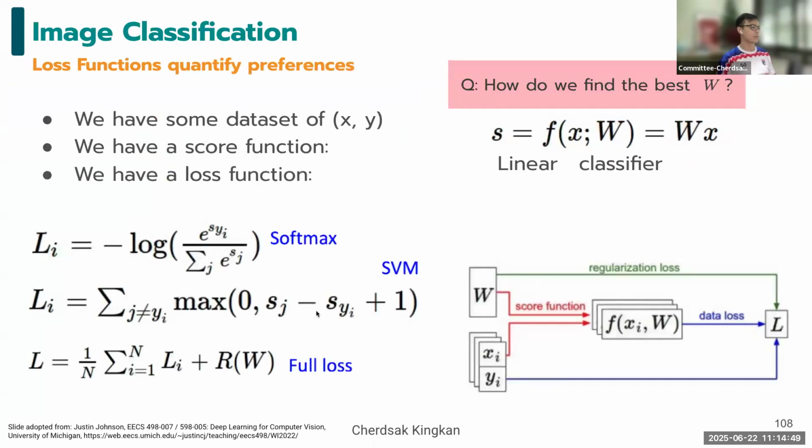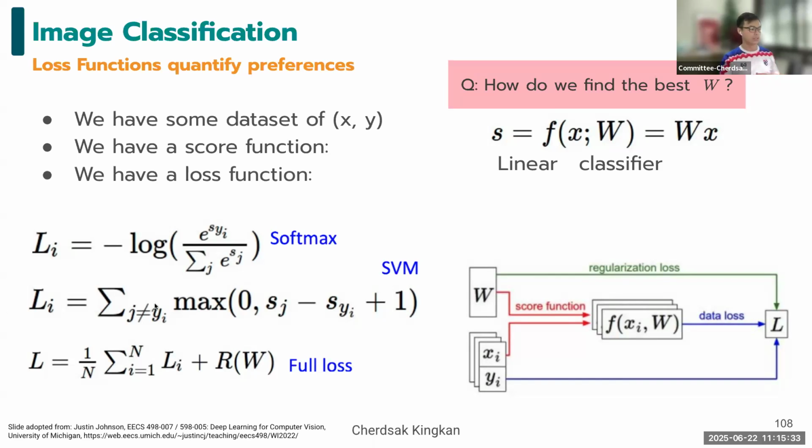So finally, we have to construct the image classification. We have a dataset, which is a pair of X and Y, images and labels. Then we have a score function and a loss function, and we can train the models to learn to extract features from the image. Then the question is how do we find the best W? We still have this question.